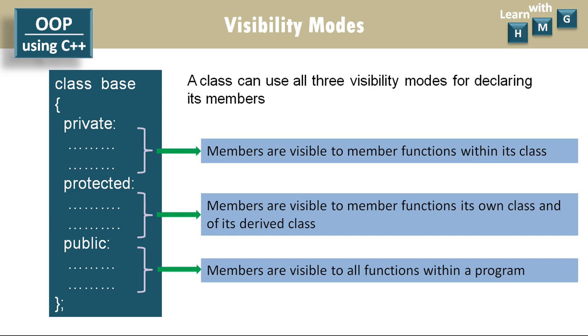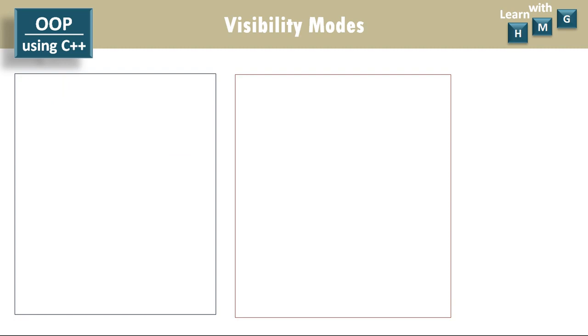So this is the difference between the private mode, protected mode and public mode, which are used for declaring the data members or member functions within the class. Now let us understand with the help of one example.